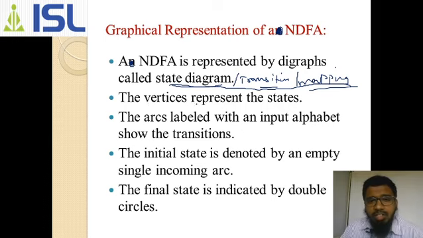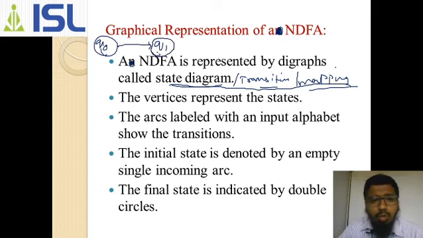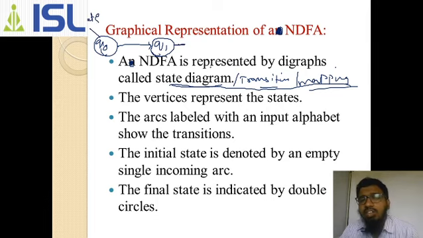The vertices represent the states. What are the vertices? We are drawing the graph like q0, q1. So this is a vertex, and this is called a state. This is the initial state, and this is the final state if we go like this.